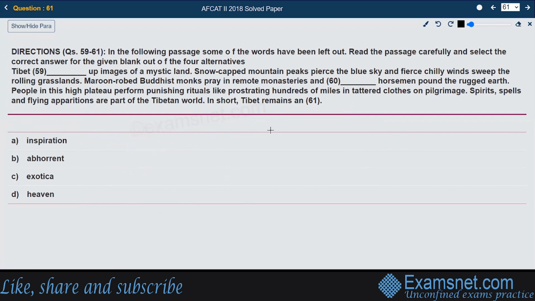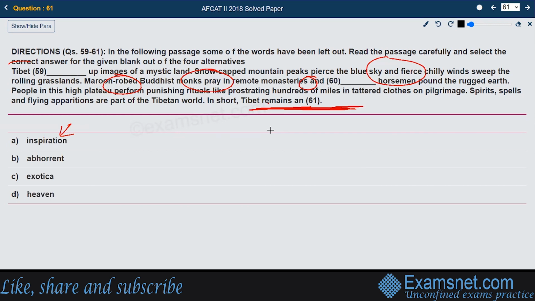Now, again, we have to read the paragraph. The last word is to be filled. Tibet remains dash. If you see the description of the whole paragraph, it is all about something mysterious, some punishing rituals being followed by the local people. So it has to be something scary, or it can be of interest to people, who wonder why they follow such kind of ritual. So any word related to an interesting place or scary place or mysterious place could be the right answer. So Tibet remains dash.